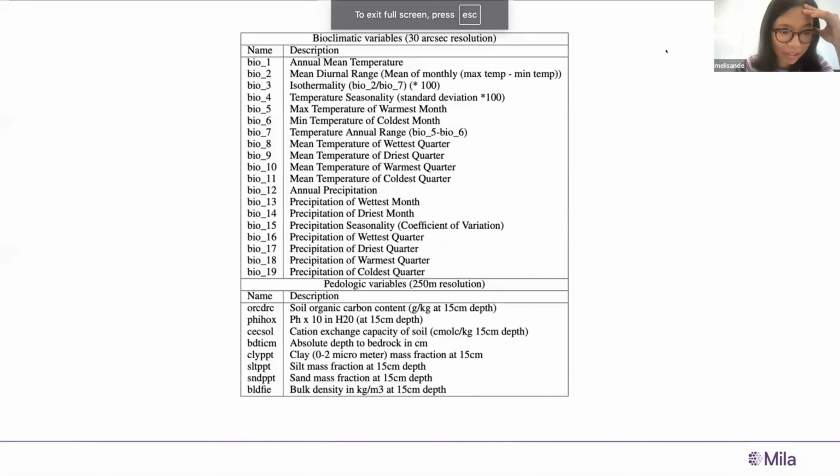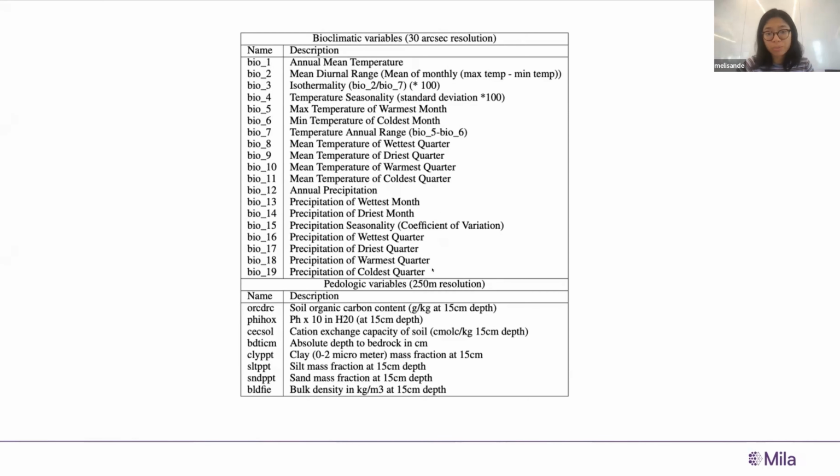So those are the environmental variables that we use. They're basically from this database called WorldClim for the bioclimatic data. So you have mean temperature and max temperature of the warmest month. Those seem very coarse in some sense, mostly temperature and precipitation data. But that's what people use in ecology, and it already gives a lot of information. And for the soil data, these are things like soil organic carbon content and sand mass, and that might be informative.